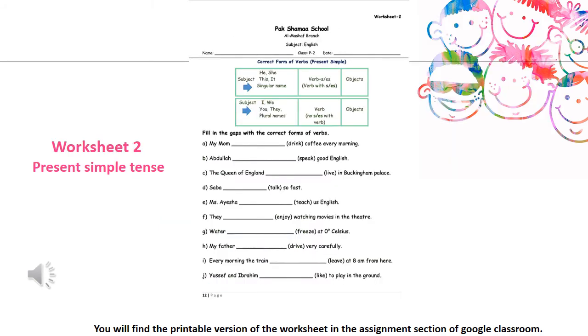Dear students, I hope you have done worksheet 1. If it is done, now you have to do worksheet 2. This worksheet is the same as worksheet 1. You have to complete the sentences using the correct form of verbs. Students, you can find some verbs that are given in the bracket. You have to change the form of the verb looking at the subjects. Look at the subject at the beginning of each sentence and change the form of the verb.